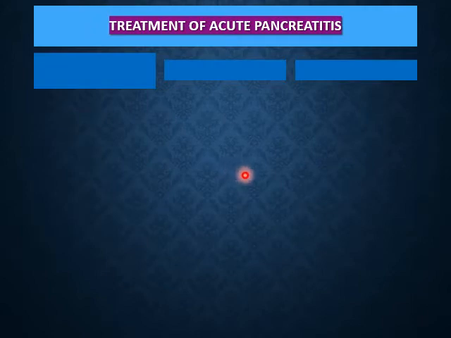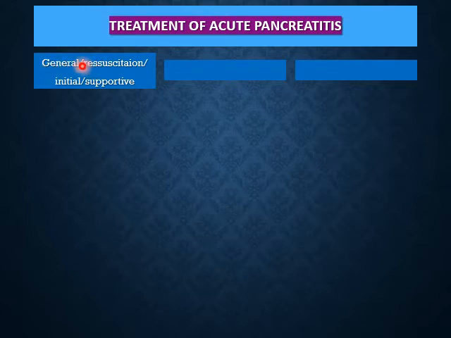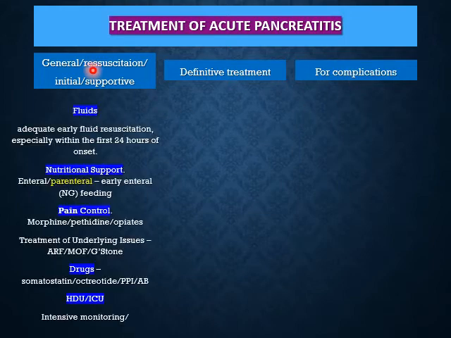Treatment of acute pancreatitis. First, you have the general resuscitation or initial supportive treatment. Then you have, followed by the definitive treatment, either surgical or medical, and then treatment for complications. Under the general treatment, resuscitation, and initial supportive treatment, you have replacement of fluids. Adequate early fluid resuscitation, especially within the first 24 hours, is very, very important.